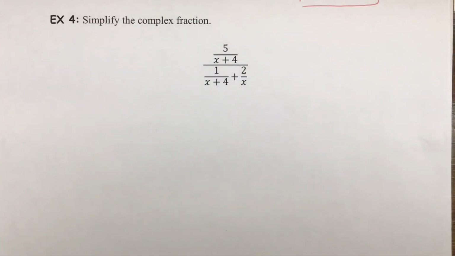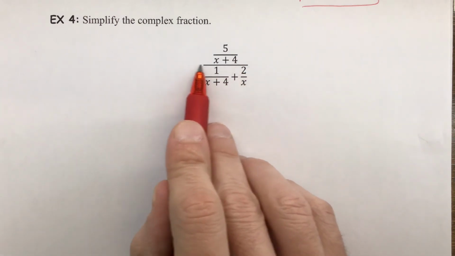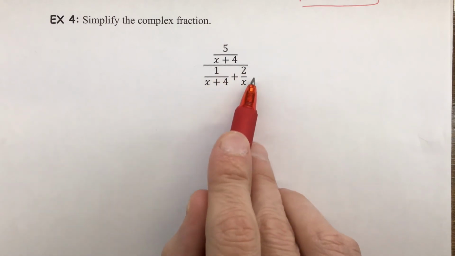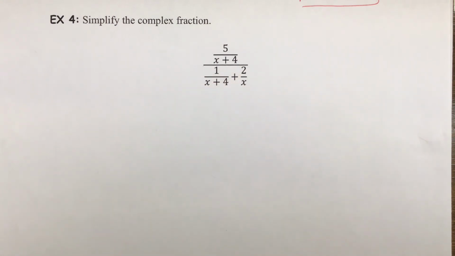For example 4, we got the old intimidating complex fraction. But don't really be that intimidated by it. All this ultimately turns into is one big division problem right there that you use keep, change, flip for. All right, but before we can do that, the bottom here, we're going to need to add those together as a single fraction. Once we have them as a single fraction, we can do some keep, change, flip with the overall thing. Okay, so let's work off to the side here.